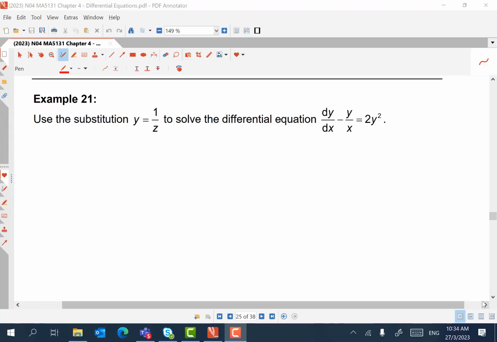In doing DE by substitution, the first step you need to do is to differentiate the given substitution. Like in this case, the suggestion is to let y be 1 over z. So you differentiate this one, you get dy dx equals to, let's say from Zoe, if you differentiate the y, what would you get?